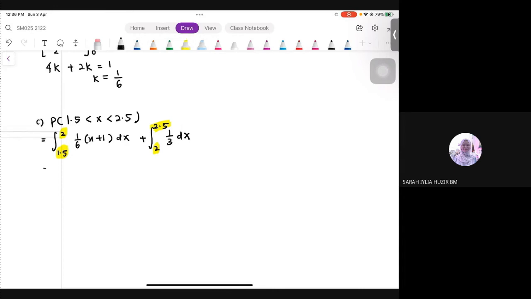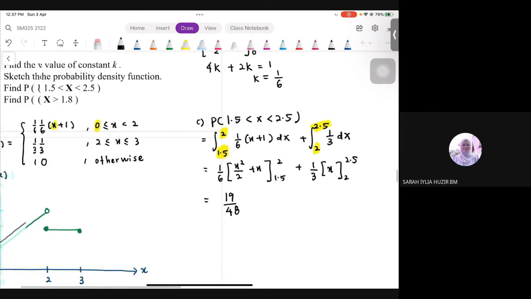Okay, and now you just have to integrate as usual. So we get for first one x squared over 2 plus x. And then for the second one, it's just x. Okay. And then substitute the limit as usual. I skip that step, but awak kena show kalau masa exam tunjuk substitute limit one by one. Here you should get 19 over 48. Okay. Settle part C.